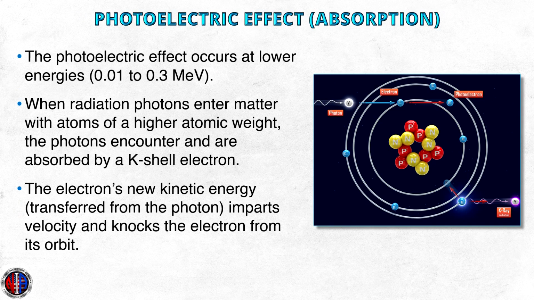The photoelectric effect occurs at lower energies, 0.01 to 0.3 megaelectron volts or MeV, when radiation photons enter matter with atoms of a higher atomic weight. The photons encounter and are absorbed by a K-shell electron. The electron's new kinetic energy, which is transferred from the photon, imparts velocity and knocks the electron from its orbit. These ejected electrons are called photoelectrons.